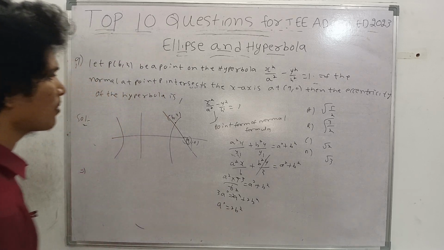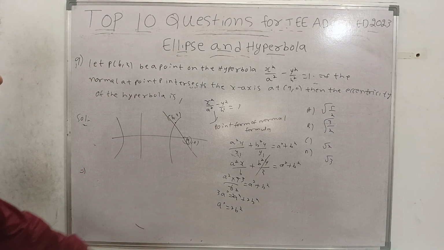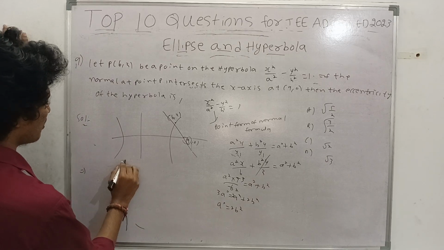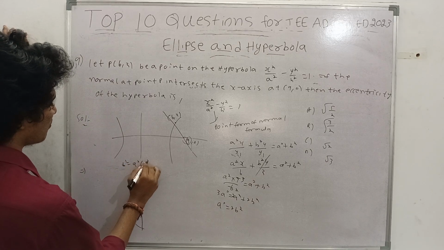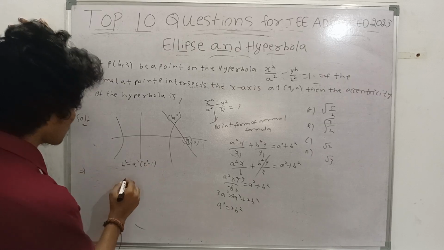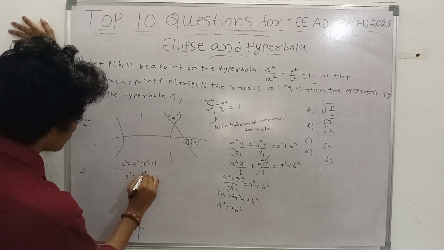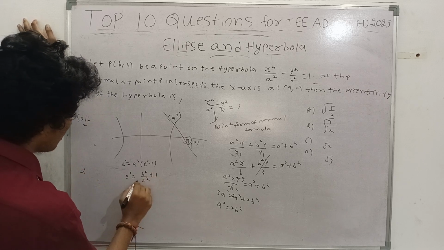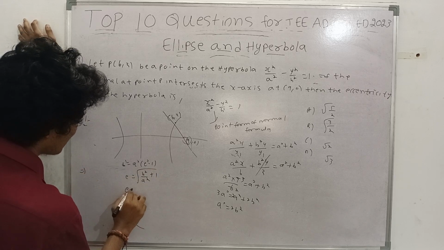This relation we got. Now what are they asking? They are asking the eccentricity. The eccentricity formula is b square equal to a square into e square minus 1. So what is e square? e square equals b square by a square plus 1, and if you take e, it will be like this.